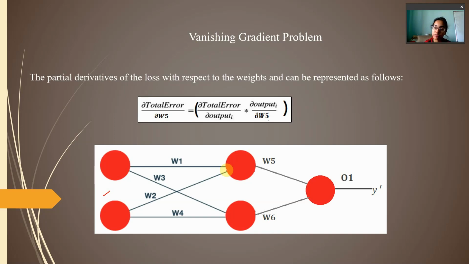After Y dash is generated, the loss function is calculated in order to compare the predicted output with the actual output. So this was the basic of the backpropagation algorithm, which I have already discussed with you in my previous lecture. Now this is a two-layer neural network.